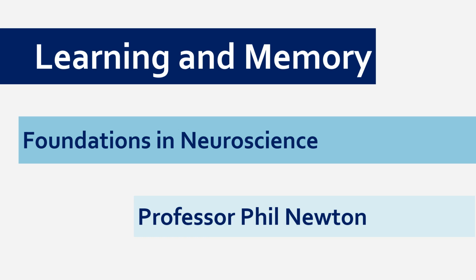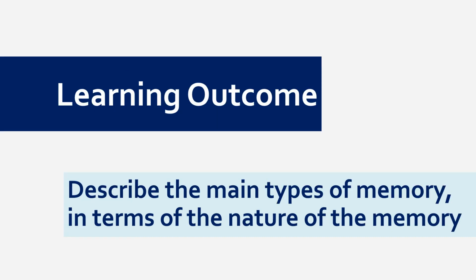My name is Professor Phil Newton, and in this video we're going to do a very basic introduction to learning and memory. What I hope you're able to do by the end of this short video is to be able to describe the main types of memory in terms of the nature of the memory, the thing that we are remembering. At the very end we'll talk briefly about a slightly different approach to memory, and that's the amount of time that we remember things for. And they're both related, as you'll see.